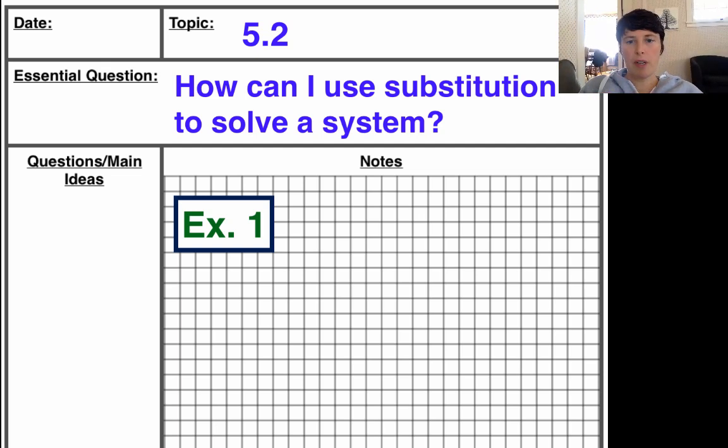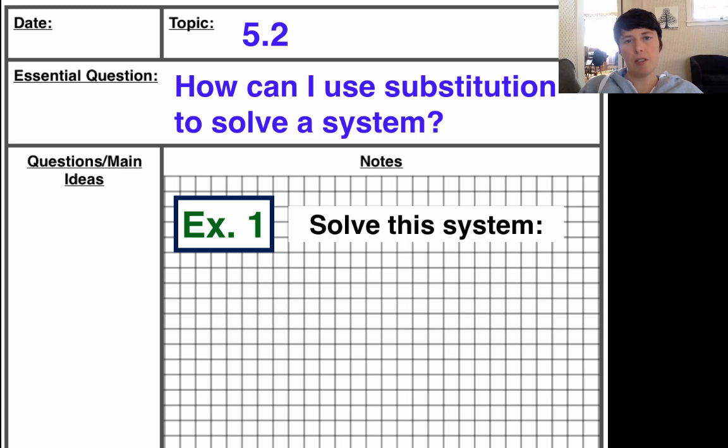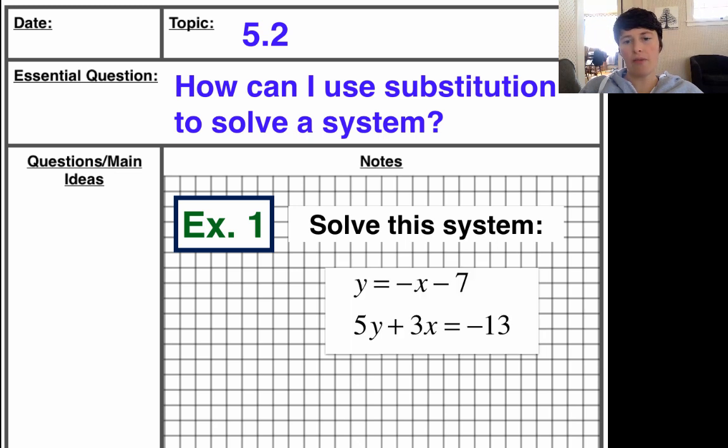Alright guys, example 1. Here we go. We are going to solve this system. We want to know, on a graph, where do these two lines cross? The first one's y equals negative x minus 7. And the second one is 5y plus 3x equals negative 13. Go ahead and write those down.